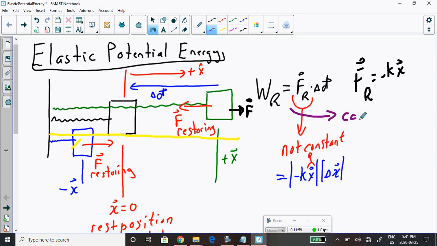This can't be used. Ooh, that's an ugly U. Let me try to fix that. There we go. Purple again. Can't be used.